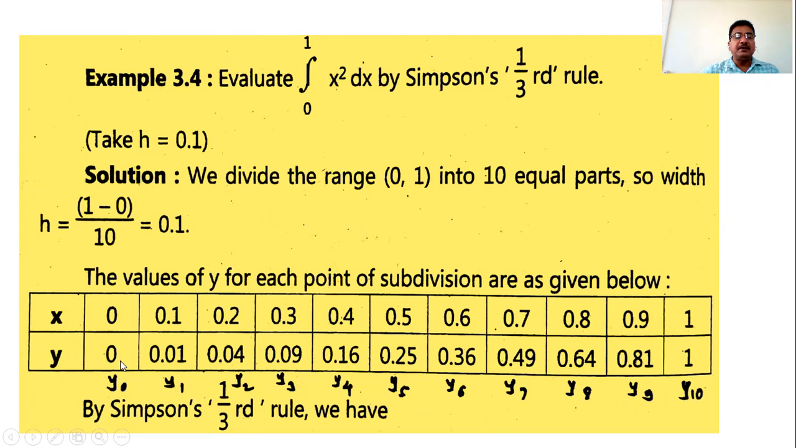And then what are the y or fx values? Substitute x as 0. So 0 square is 0, 0.1 square is 0.01, 0.2 square is 0.04, and in this way 1 square is 1. So these are the values of y, and these values are named y0, y1, y2 up to y10. Then write Simpson's 1/3 rule. Here it is mentioned to use Simpson's 1/3 rule.